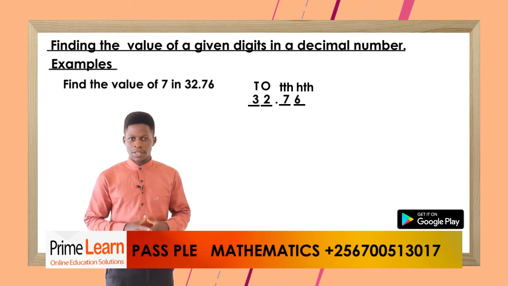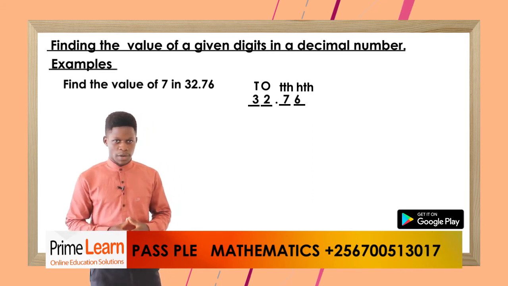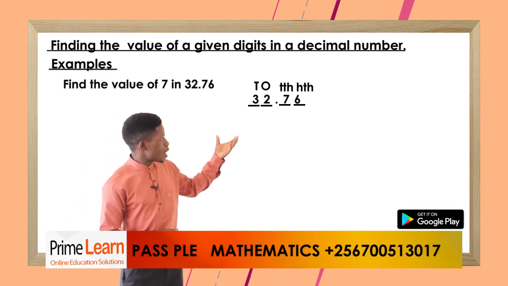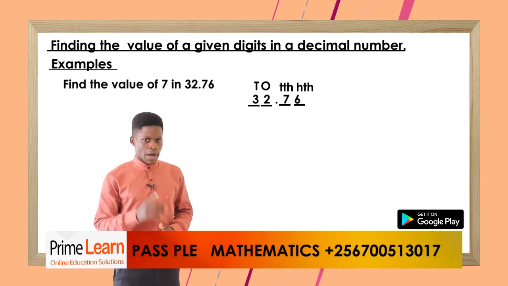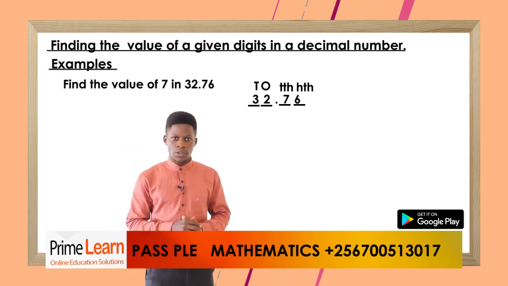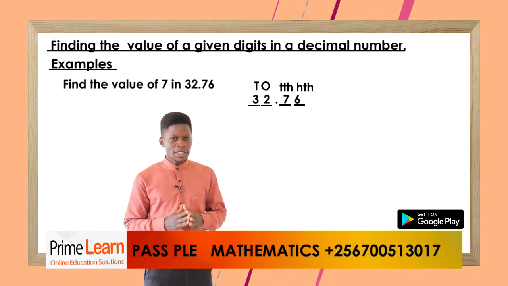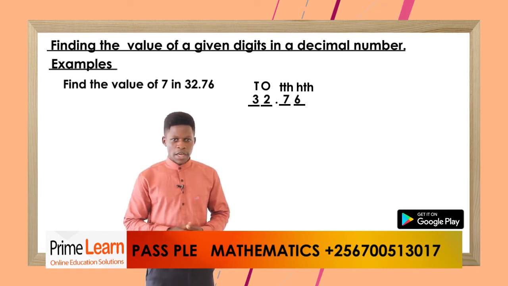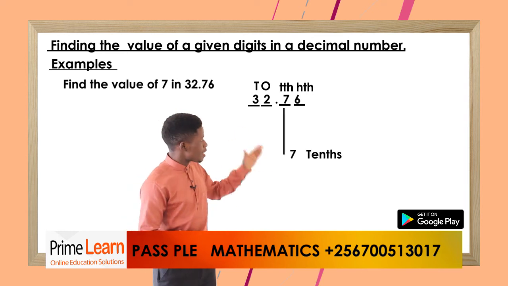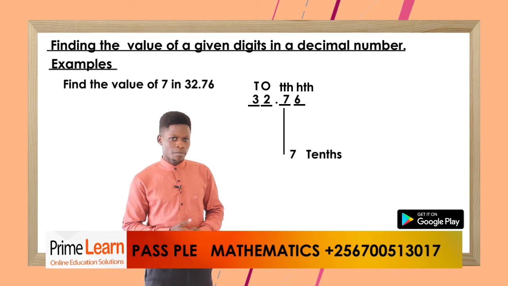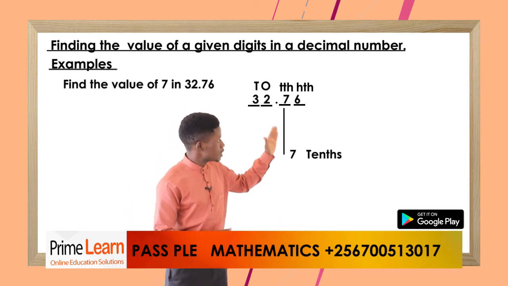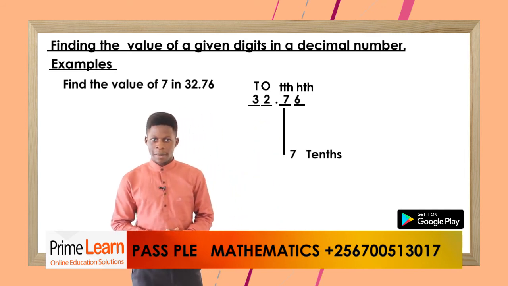In which place value is it? Remember that the required digit in our question is digit 7. And when you look at our working here, digit 7 is in the tenths place value. And we said the tenths place value can as well be written in figures as a tenth. Being that there is digit 7 in the tenths place value, it as well means that there are 7 tenths in that number.